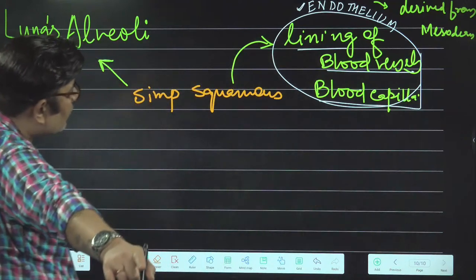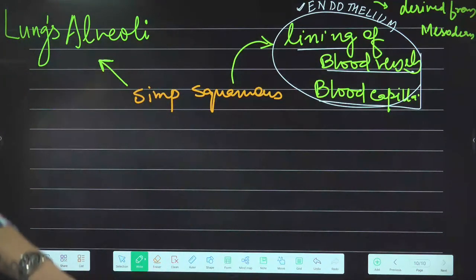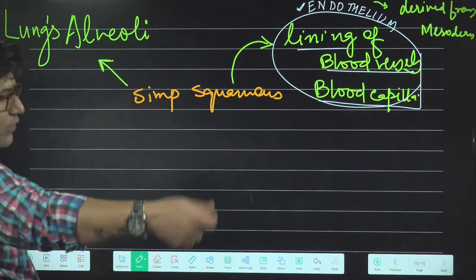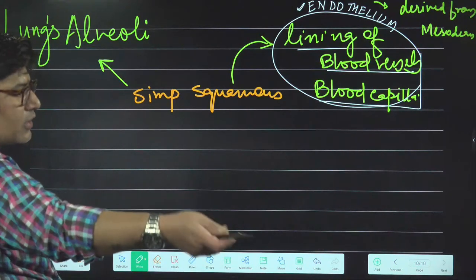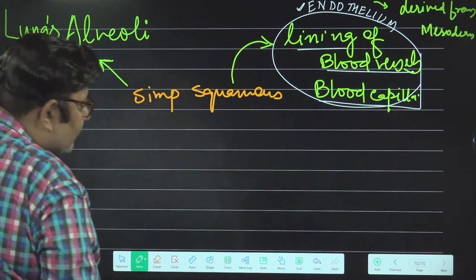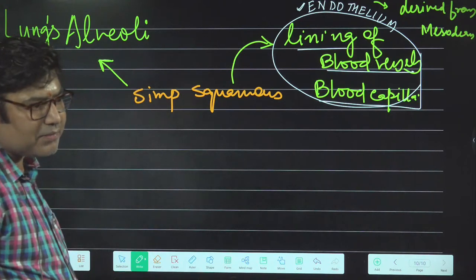My dear children, hope you remember. Simple squamous: lining of blood vessels. It is also called endothelium. If they don't write the lining of blood vessel and only write endothelium, it is understood they are talking about the lining of blood vessel, and the type of epithelium is simple squamous. One more example, can you tell me?